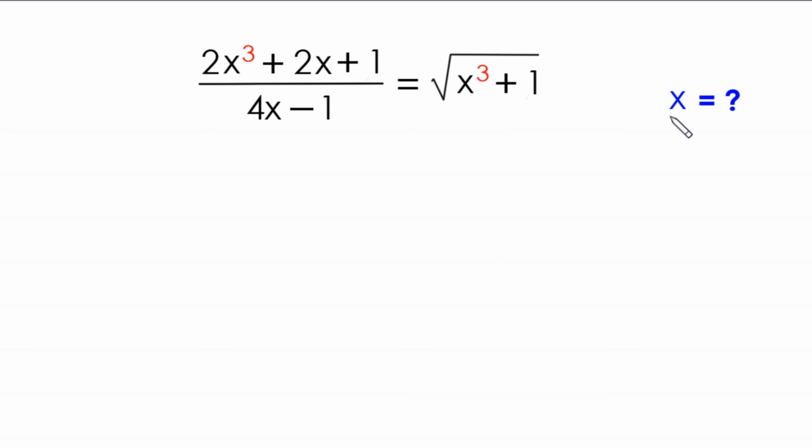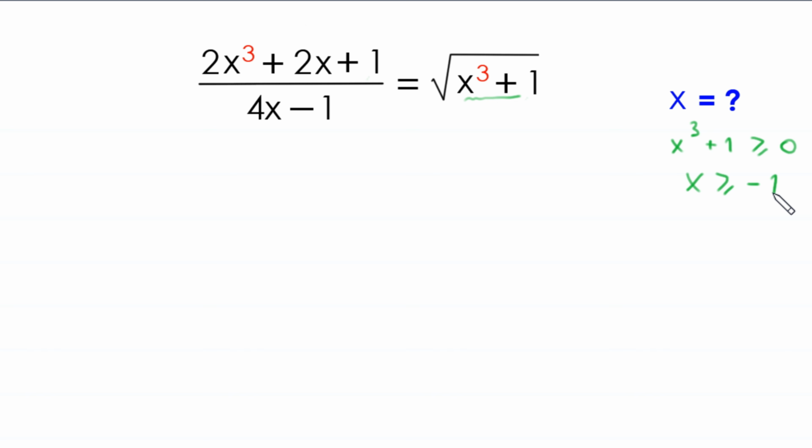So let's start. Since this x³ + 1 is under a square root, x³ + 1 must be greater than or equal to 0. This implies that x must be greater than or equal to −1.